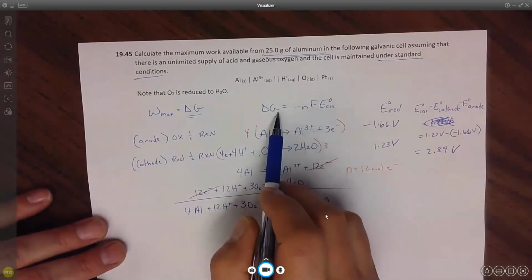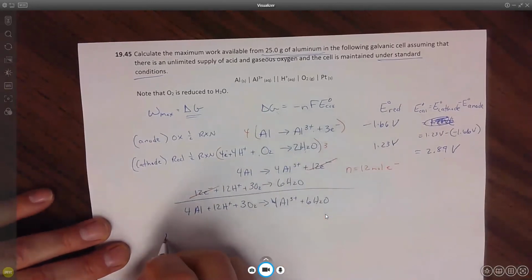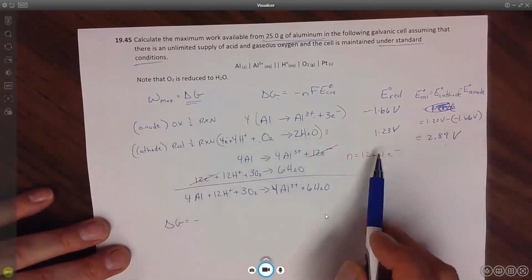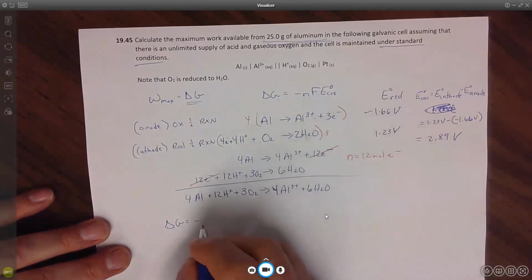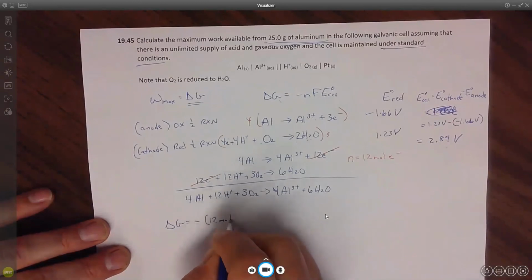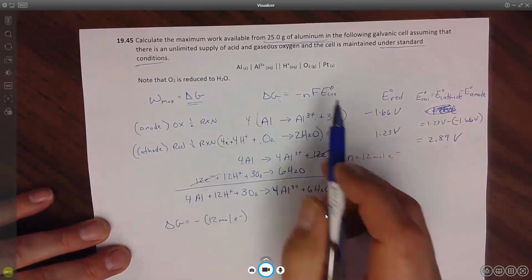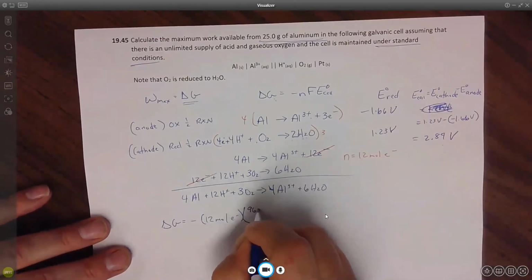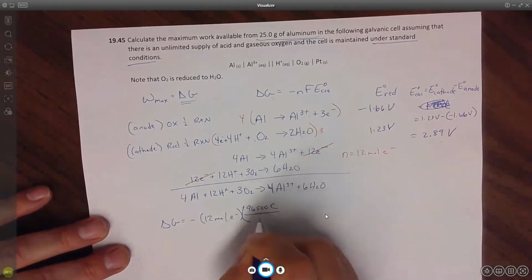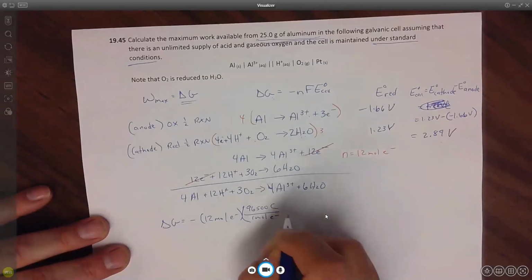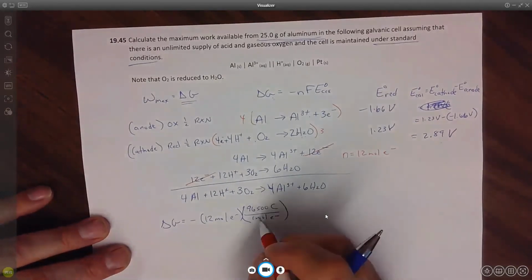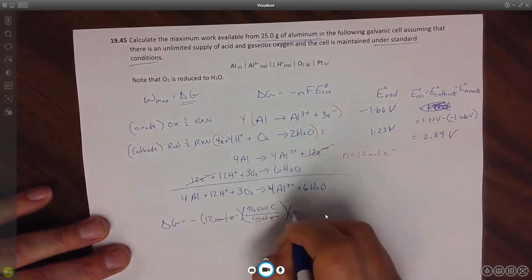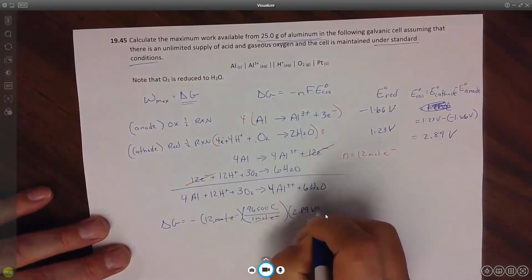Now we could find del G. So del G then is simply going to be equal to negative the number of moles of electrons transferred, which we determined was 12, times Faraday's constant, which is just the charge on 1 mole of electrons, that's 96,500 coulombs per mole of electrons. Our moles of electrons cancel. And then our E cell, which is 2.89 volts.